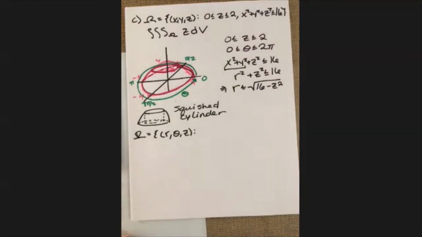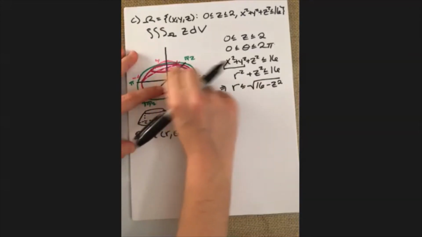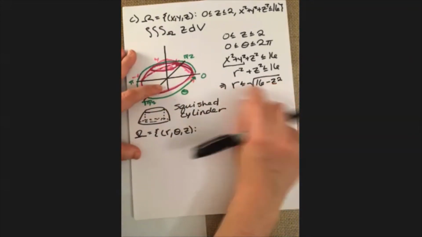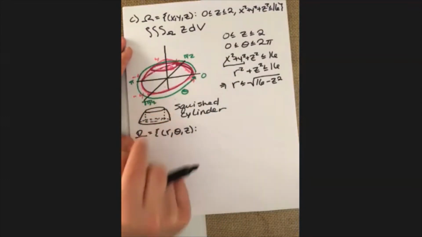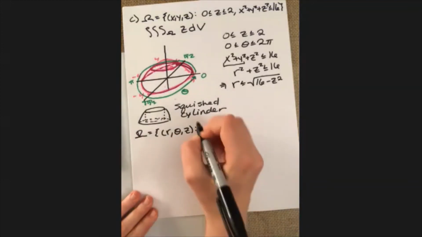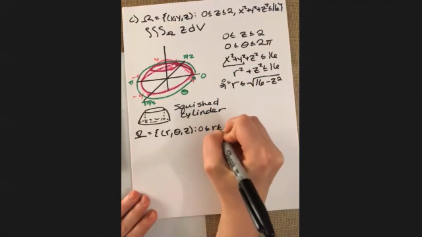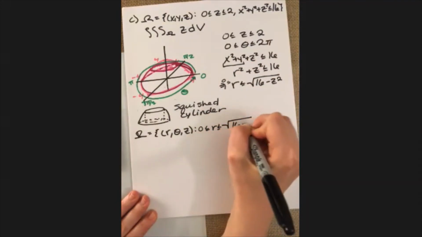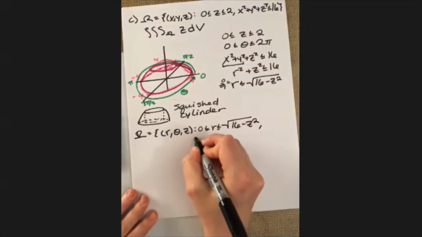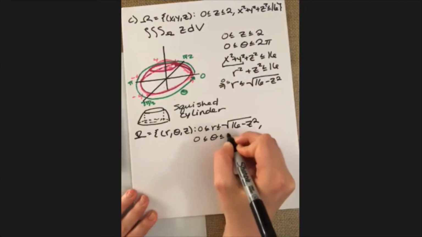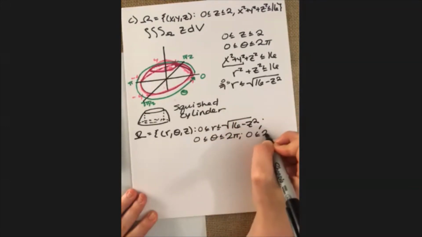Basically, that allows the radius to change here on the inside depending on how tall z is. That is what's going to account for the domed shape that we have here on our sides. And of course r is greater than or equal to 0. So 0 is less than or equal to r, less than or equal to the square root of 16 minus z squared. Then we have theta, which is between 0 and 2 pi. And then I have z being between 0 and 2.